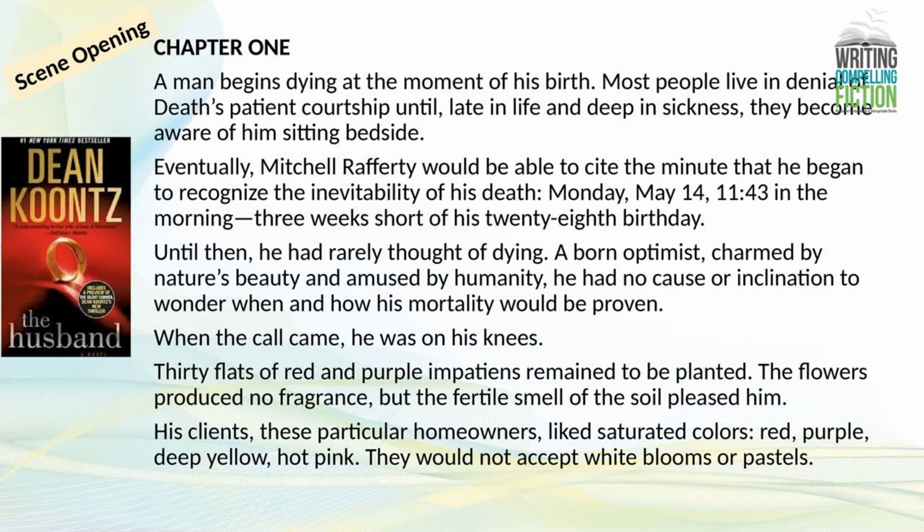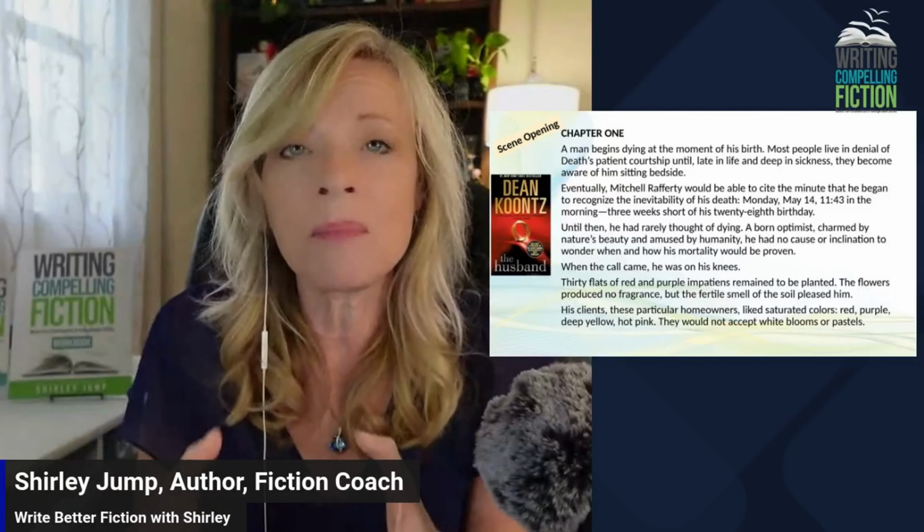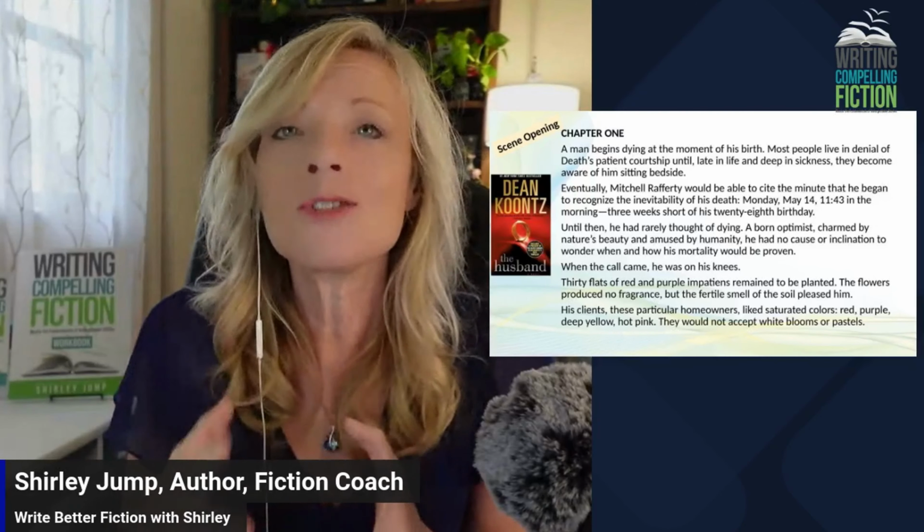When the call came, he was on his knees and he's planting. This is a landscaper. He's just planting a bunch of impatiens. This guy calls him and says, give me $1 million or I'm going to kill your wife. Mitchell thinks he's just kidding. And then the guy says, I'm going to show you that I'm watching you and that I know where you are. Now the stakes have really risen for Mitchell because he's got to come up with $1 million. He's just a landscaper, right? Like a landscaper doesn't have $1 million just laying around. He's in trouble right away.